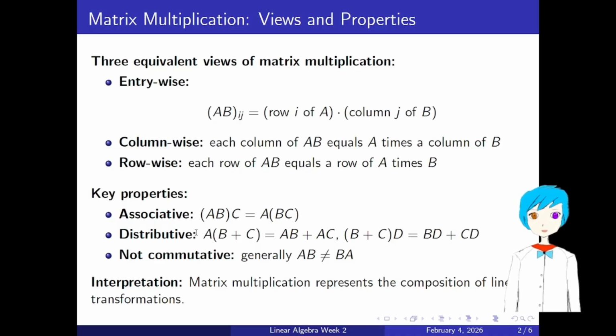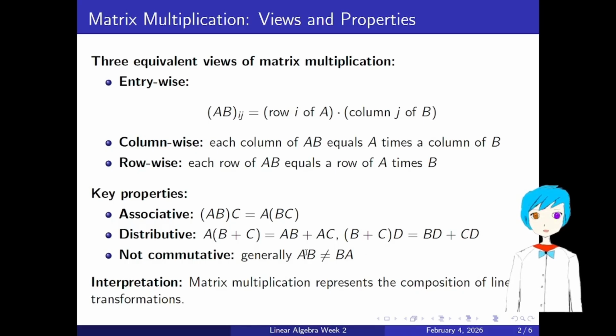There are three key properties of matrices and matrix multiplication. One is the associative rule: AB times C equals A times BC. Distributive rule: if A can be multiplied with B and A can be multiplied with C, then A times (B plus C) equals AB plus AC, while (B plus C) times D equals BD plus CD.